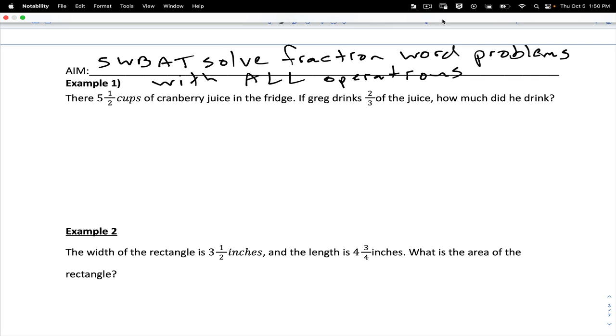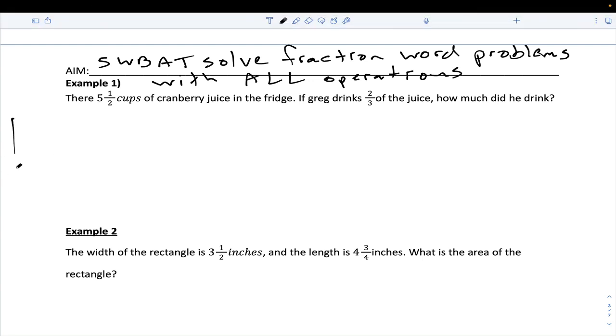There are 5.5 cups of cranberry juice in the fridge. If Greg drinks 2/3 of the juice, how much did he drink? I want you to draw a picture for this one. He drinks 2/3. So box it if you see a keyword, but then also think about it logically. Keywords are great, but they're not the final answer.